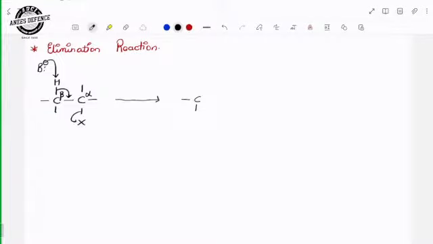In the Markovnikov rule also something is adding, but there will be a double bond. Here there is no double bond. And we are not using a base in Markovnikov rule. We are using halogen acids like HBr, HI. But here we are using a base, we are using OH. So this is an elimination reaction.